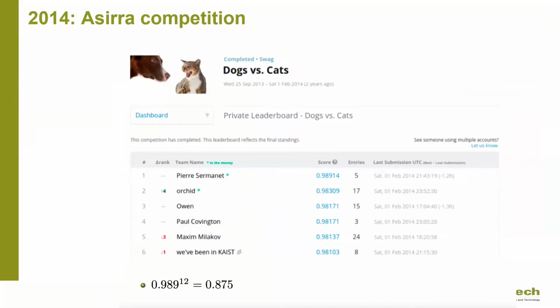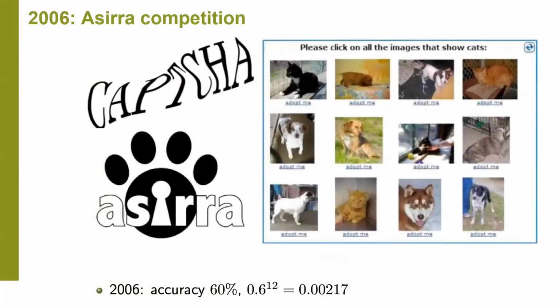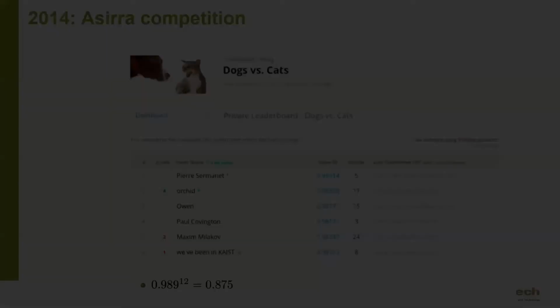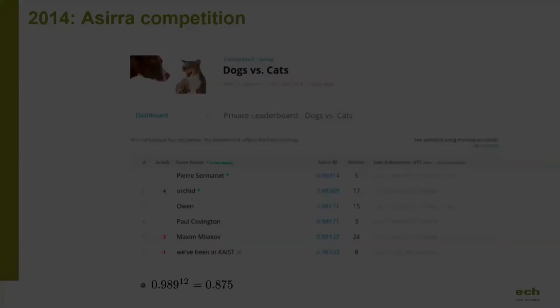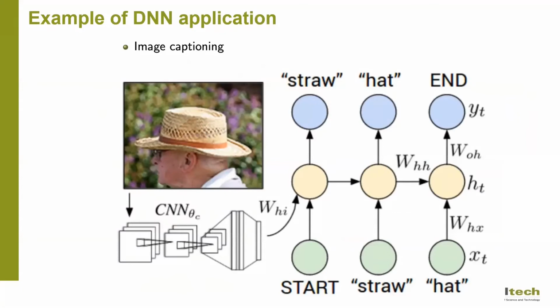And because of that, the serial captcha, which existed in 2006, so we should detect whether you are human or a robot. This captcha doesn't work anymore because again, we can easily break the captcha with deep neural networks. And with deep neural networks, we can easily solve quite unusual tasks.